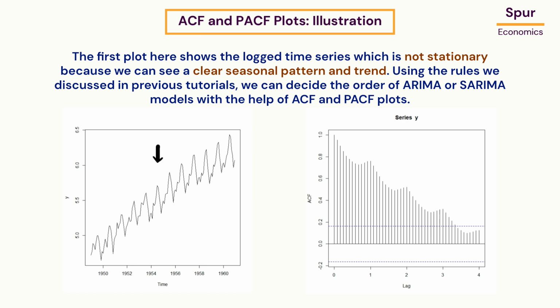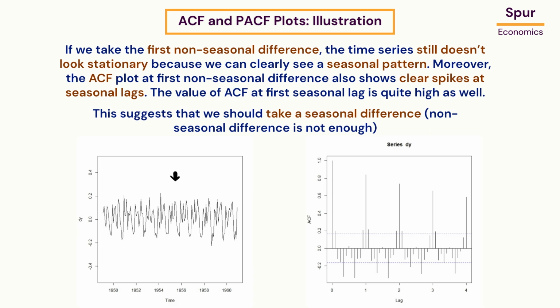The first plot here shows the logged time series, which is not stationary because we can see a clear seasonal pattern and trend. Using the rules we discussed in previous tutorials, we can decide the order of ARIMA or SARIMA models with the help of ACF and PACF plots. If we take the first non-seasonal difference, the time series still doesn't look stationary because we can clearly see a seasonal pattern. Moreover, the ACF plot at first non-seasonal difference also shows clear spikes at seasonal lags. The value of ACF at the first seasonal lag is quite high as well. This suggests that we need to take a seasonal difference instead of a non-seasonal difference.